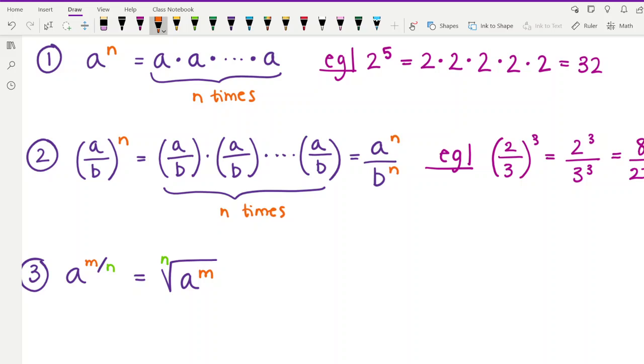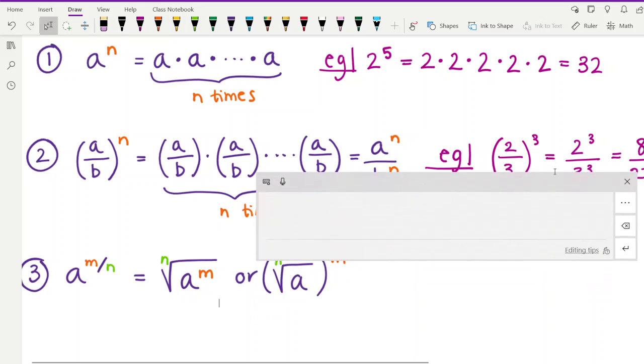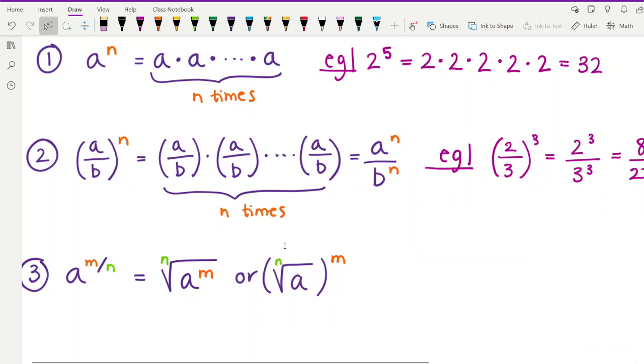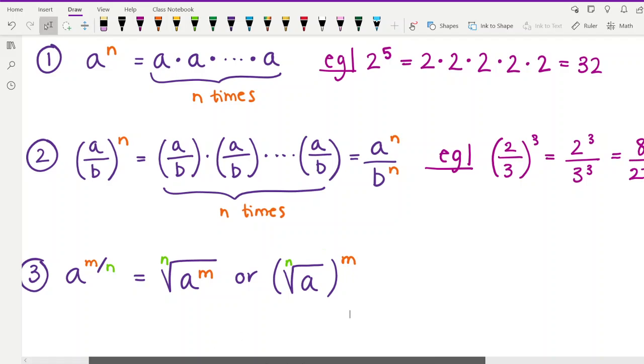There's another way of writing this that I'll show you an example where it actually makes it a little simpler. Another way of thinking about this is you can take the nth root of a and take that whole thing and raise that to the m, and you'll get the same answer either way. But the important thing to remember is that the denominator tells you what kind of root it is, and the numerator tells you what kind of power it is.